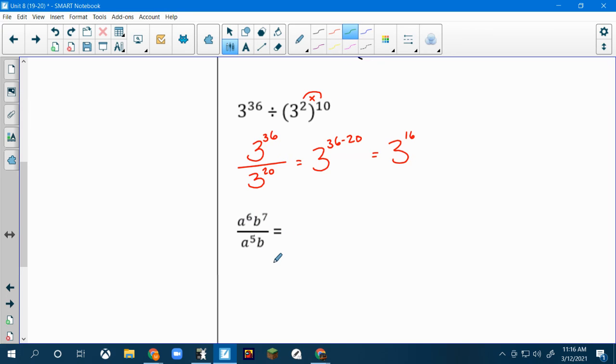See if we can do it without even writing anything out. A to the 6th over A to the 5th. What do I need to do? Well, subtract our two numbers. 6 minus 5 is 1. A to the 1st. B to the 7th over B to the 1st. 7 minus 1 is 6. And you are done with that one.